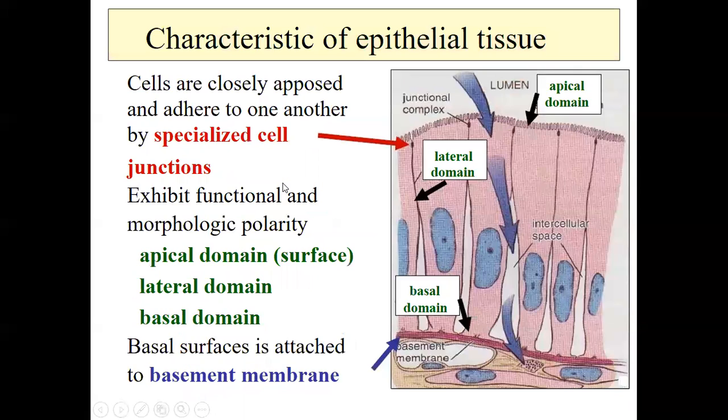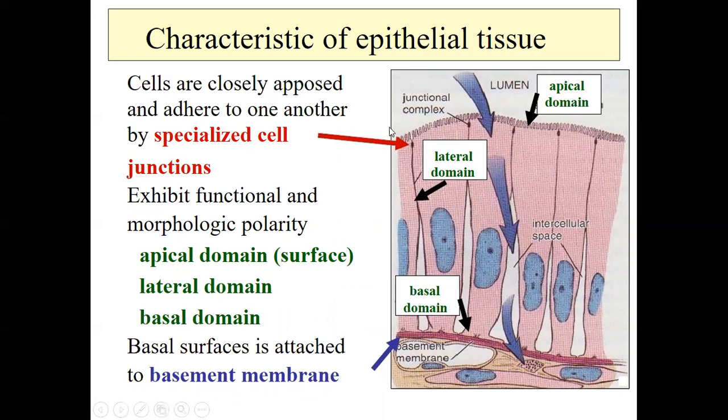Okay, in terms of the characteristics of the epithelial tissue, you can see here the cells are closely opposed to each other. Okay, and they also adhere to one another by specialized cell junctions. Between the cells, they have cell junctions, and they are closely adhered to one another. And the epithelial tissue exhibits functional and morphological polarity, meaning that they have a pole. They have three poles.